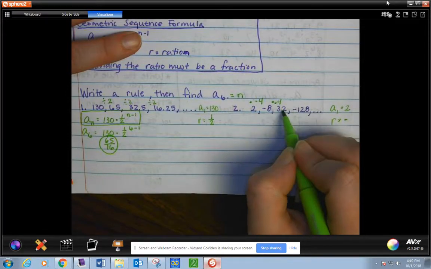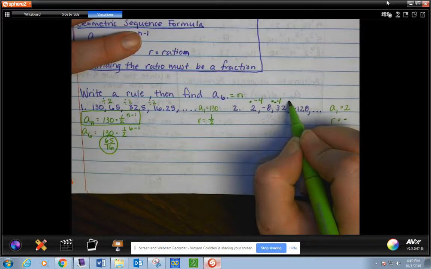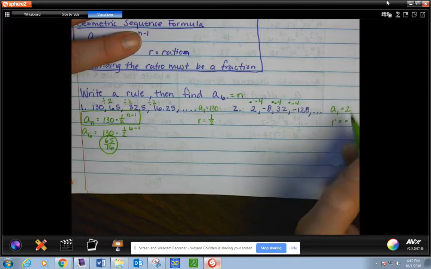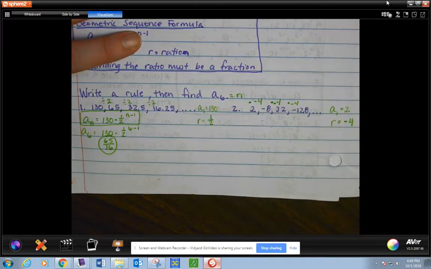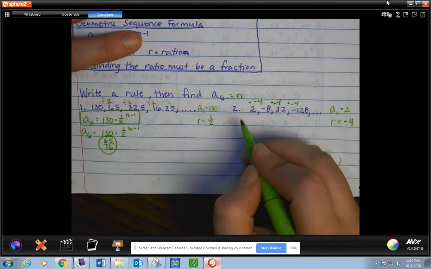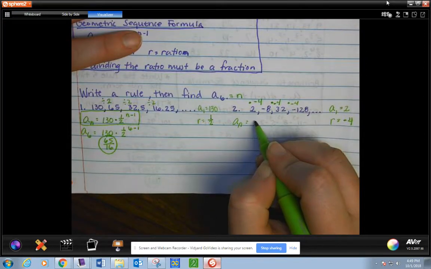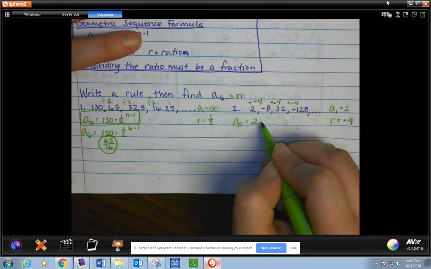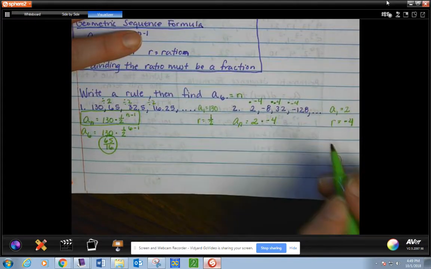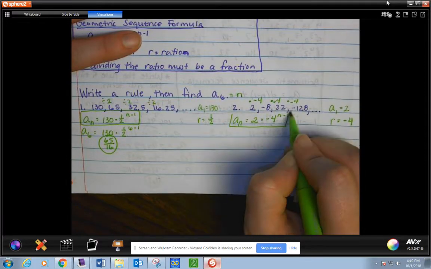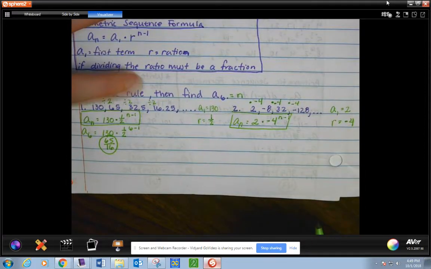Negative 8 times negative 4 is 32. 32 times negative 4 is negative 128. So your ratio is negative 4. Now I'm going to plug in my rule. I have a sub n equals, and I'm going to take a sub 1, which is 2, times my ratio, which is negative 4, to the n minus 1. That is my rule. That's the first thing they asked me to do, is write a rule.